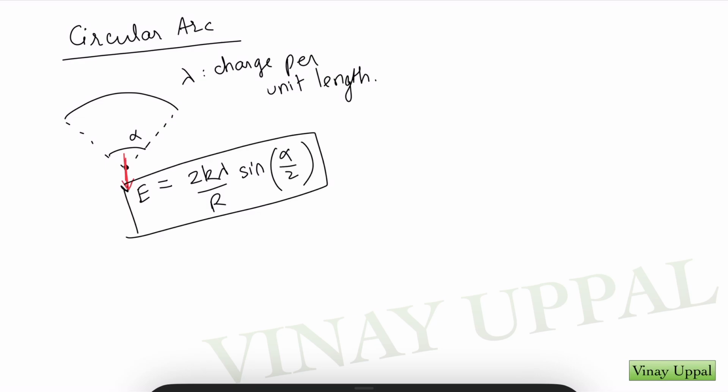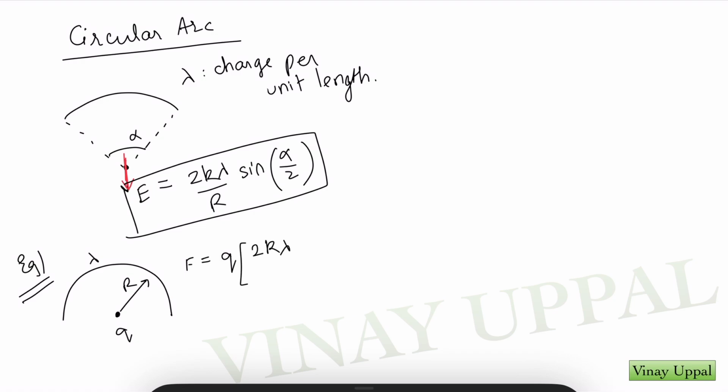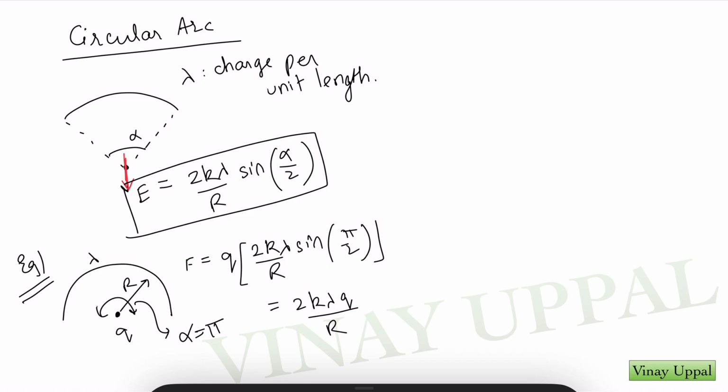So for example, if you have a semicircle and you want to find the force between the semicircle and a point charge Q kept at the center, let's say the radius is r. The force will simply be Q times the electric field, and the electric field would be 2k lambda by r times sine of alpha by 2. The angle is 180 degrees, so alpha is pi, and it will be sine of pi by 2. So the force is 2k lambda Q by r. It's very straightforward. To calculate the force between a semicircle, or any circular arc, and a point charge kept at the center, just make sure that you remember the electric field.